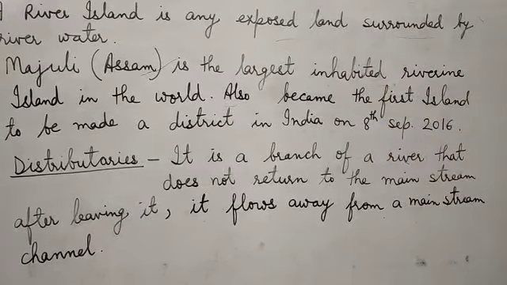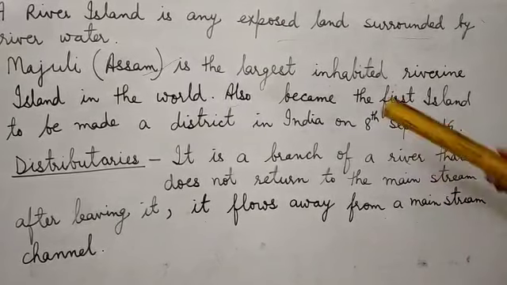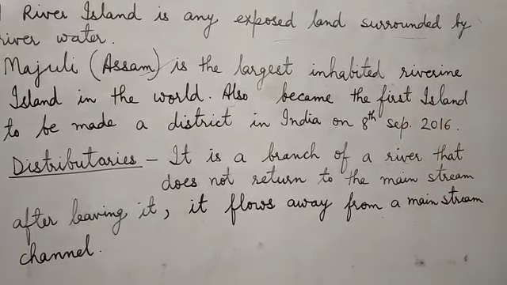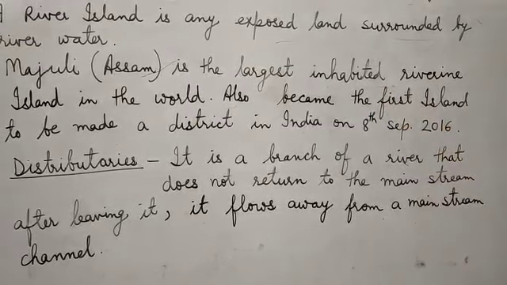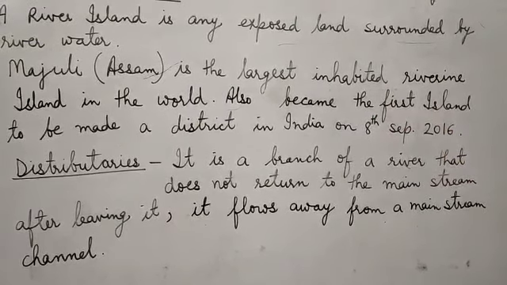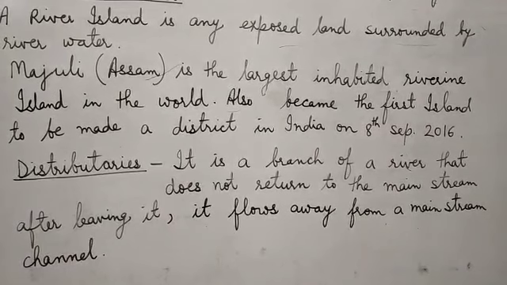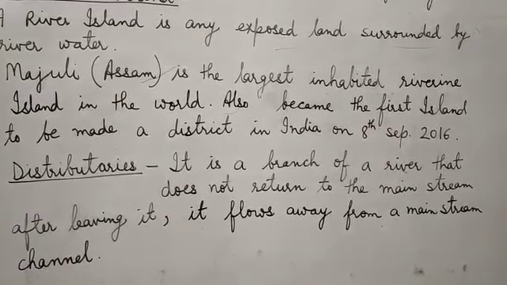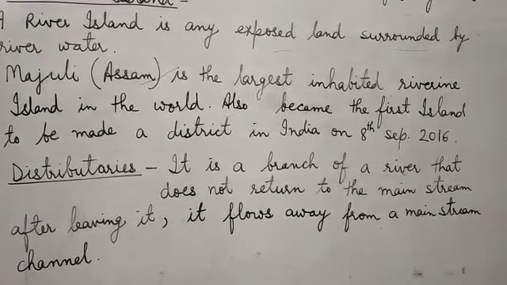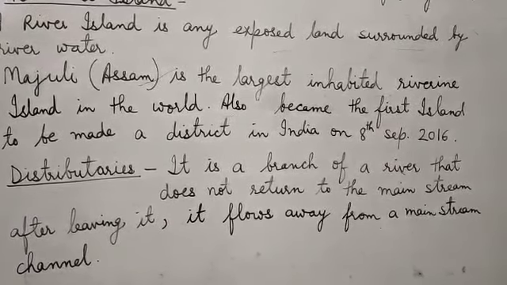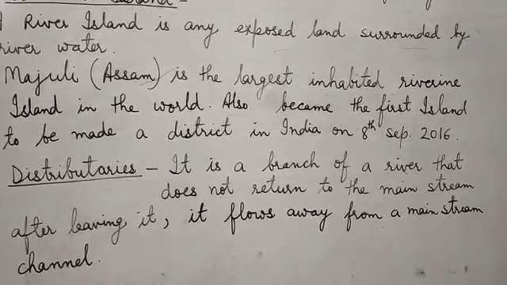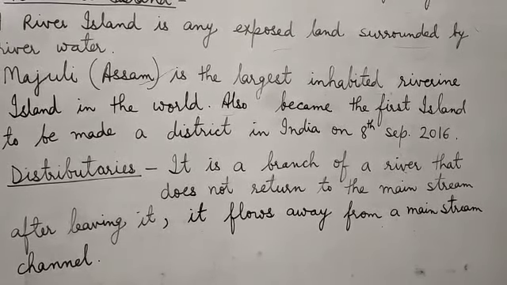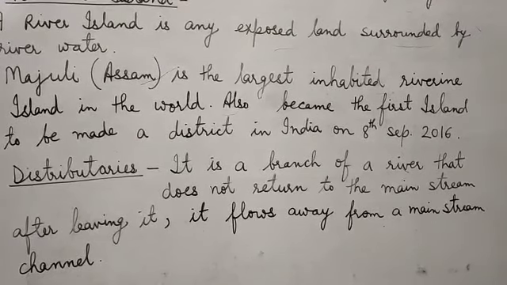It became the district, the first island which was to be made a district, on 8th of September 2016. It was originally a long, narrow landmass stuck between the rivers Brahmaputra and the other river. These rivers met at a point, Lekho. However, after frequent earthquakes in that area, the Brahmaputra river split into two and the landmass became an island.